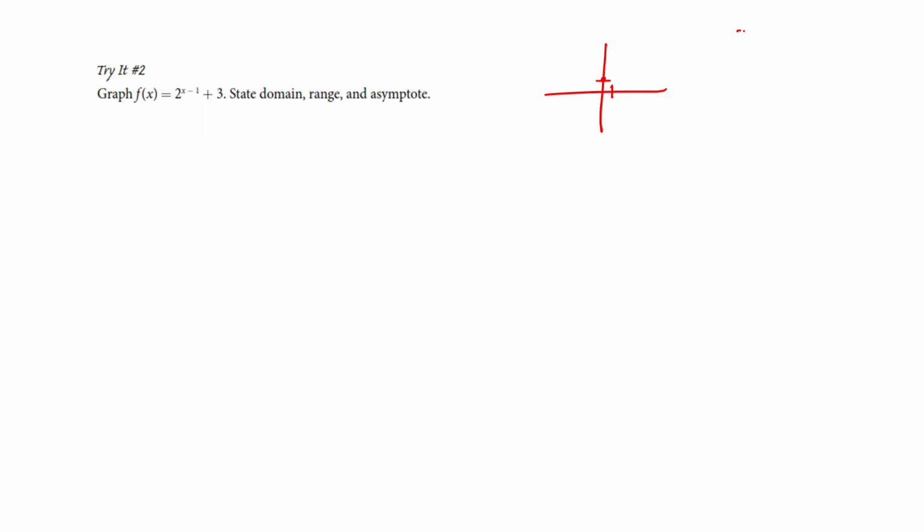So we're doing the original function 2 to the x, and then we're going to shift it again. So if I put in 1, I would get out 2. And so here's my original function. Now we are moving it to the right 1. Do you remember a minus moves us to the right? So we're going to go right 1 and actually up 3.